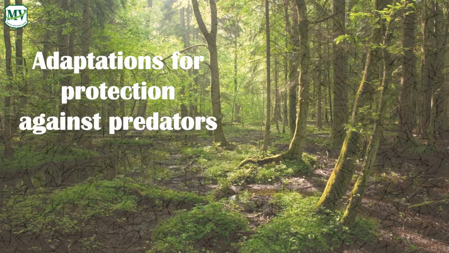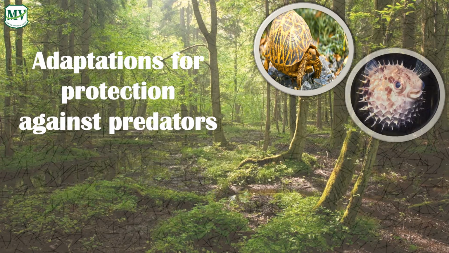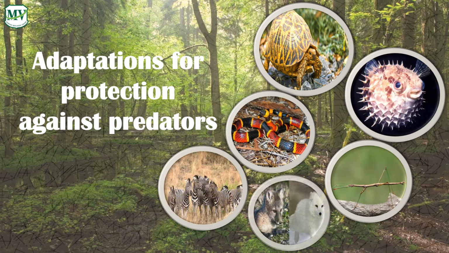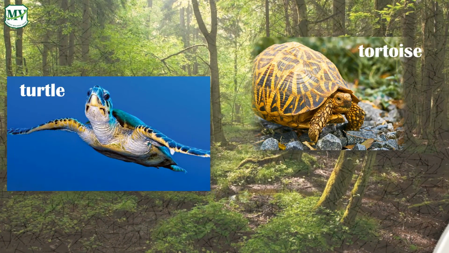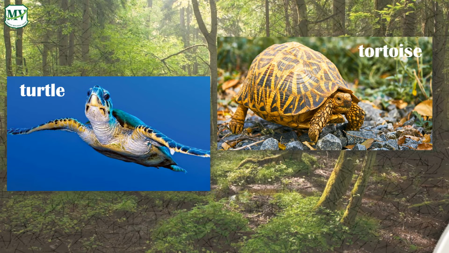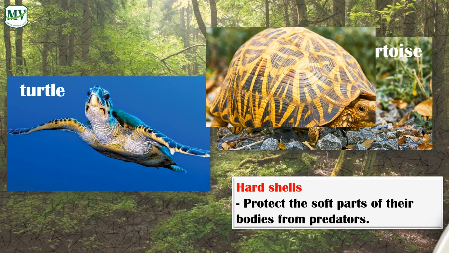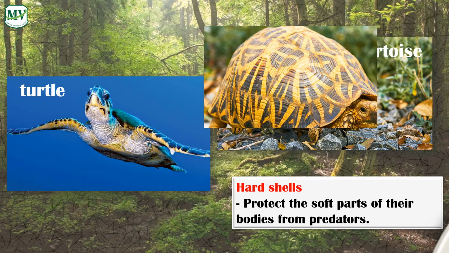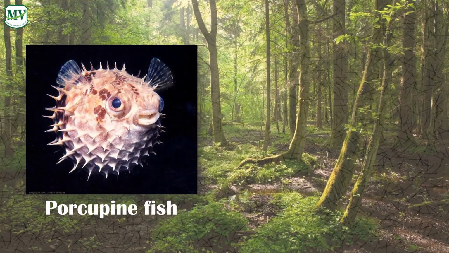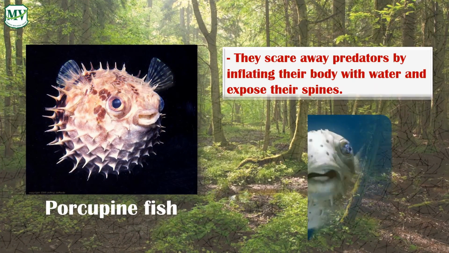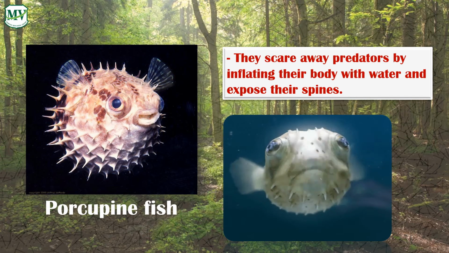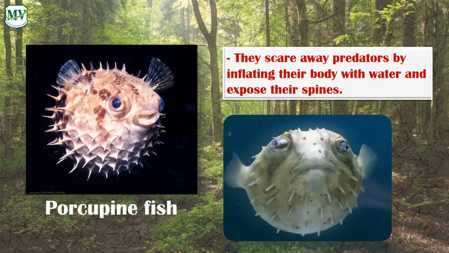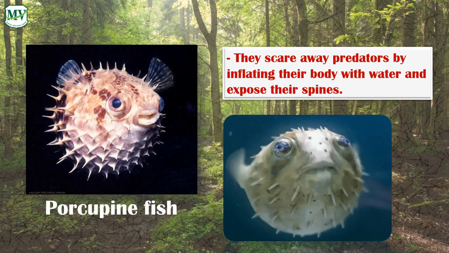Adaptations for protection against predators. To survive, animals need to protect themselves from predators. Animals like turtle and tortoise cannot move quickly, but they have hard shells that protect the soft parts of their bodies from predators. Porcupine fish scare away predators by inflating their body with water and expose their spines. When inflated, they look big and dangerous to its predators.